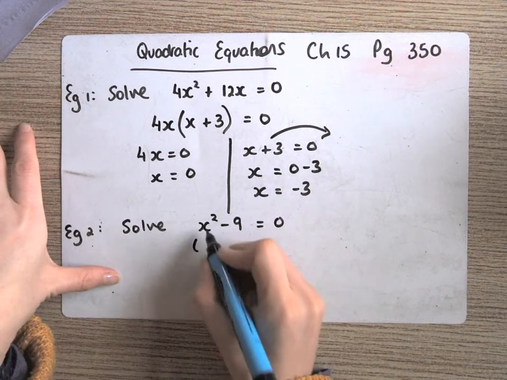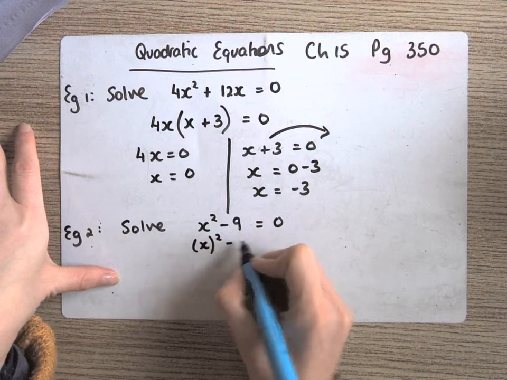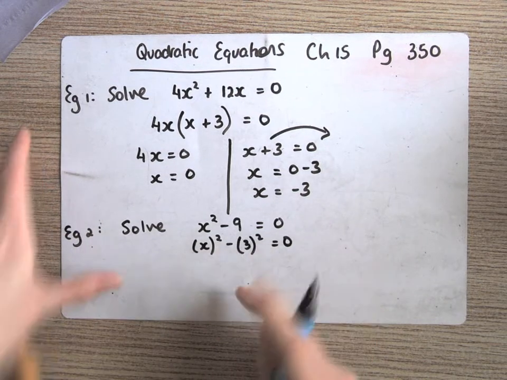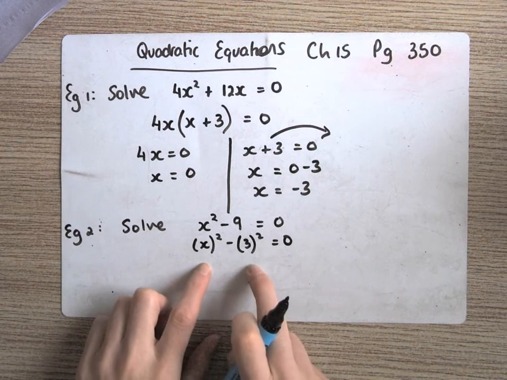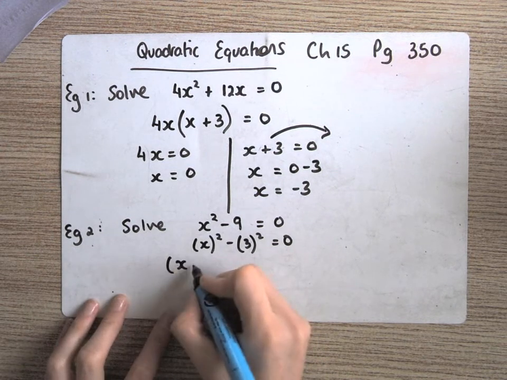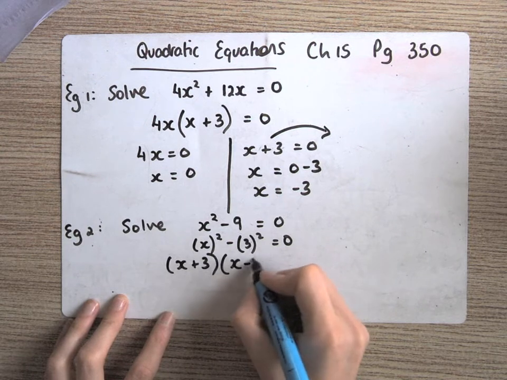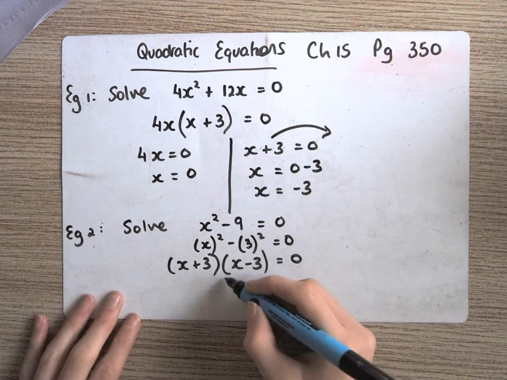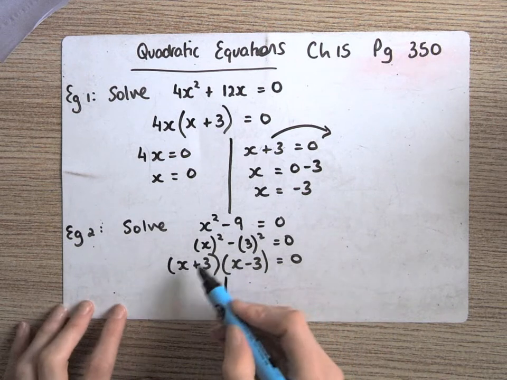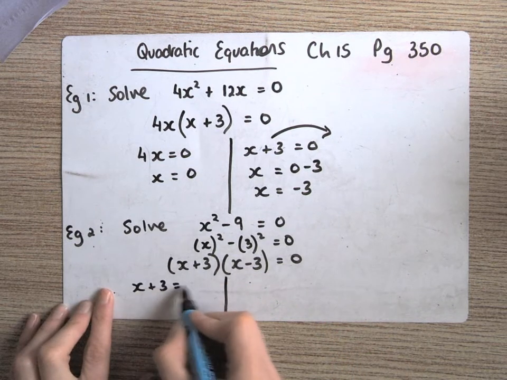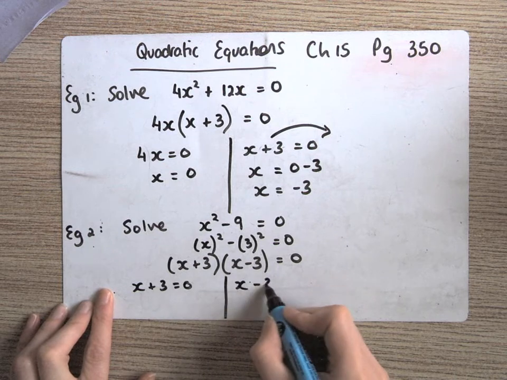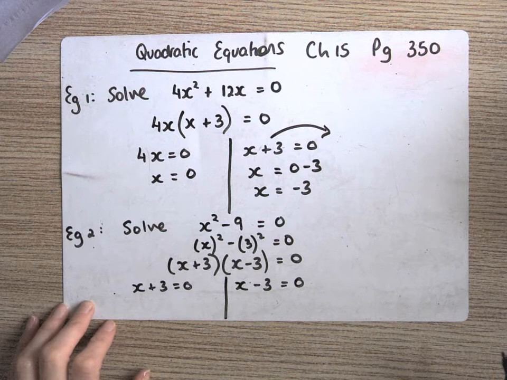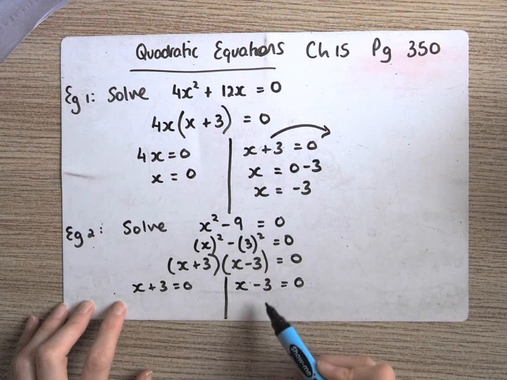Okay, so this is x to be squared, and this is 3 to be squared. How do I do difference of squares after this step? x minus 3, x plus 3 equals 0. From there, split your page. Put the left thing equal to 0 and put the right thing equal to 0. So x plus 3 is 0 and x minus 3 is 0.